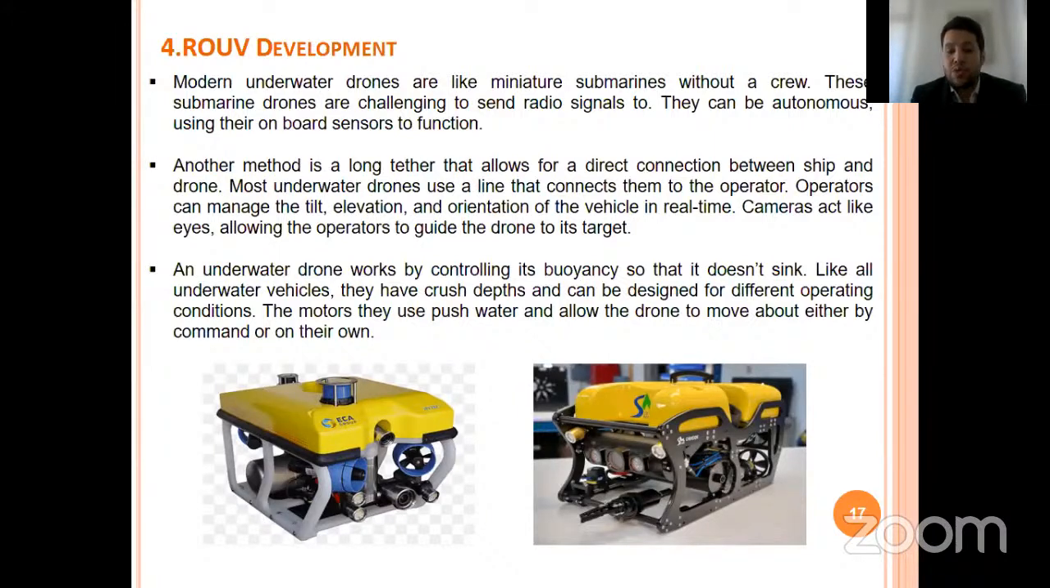An underwater drone works by controlling its buoyancy so that it doesn't sink, like all underwater vehicles. They have crash depths and can be designed for different operating conditions. The motors they use push water and allow the drone to move about, either by command or on their own.